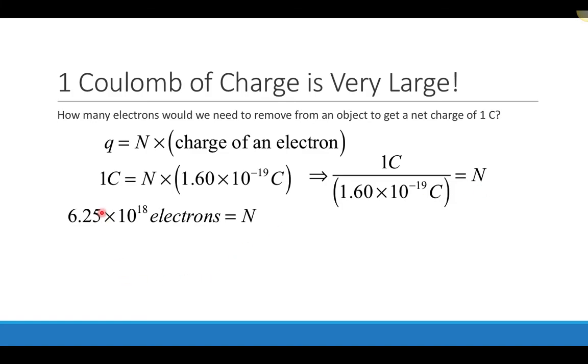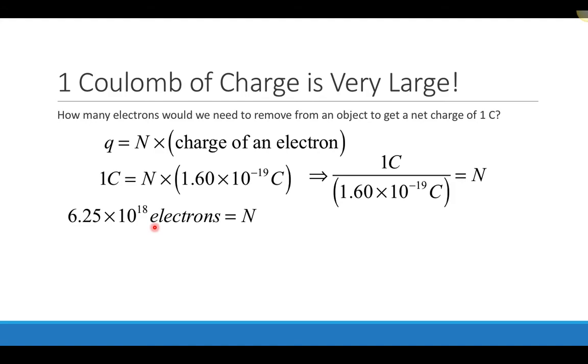If I divide those numbers, 1 divided by 1.6 times 10 to the minus 19, I get 6.25 times 10 to the 18 electrons. So to get 1 coulomb of charge, I would have to remove 6.25 times 10 to the 18 electrons from an object. That's a huge number, right? 10 to the 18 is just a huge number. So we typically do not use coulombs in our units.